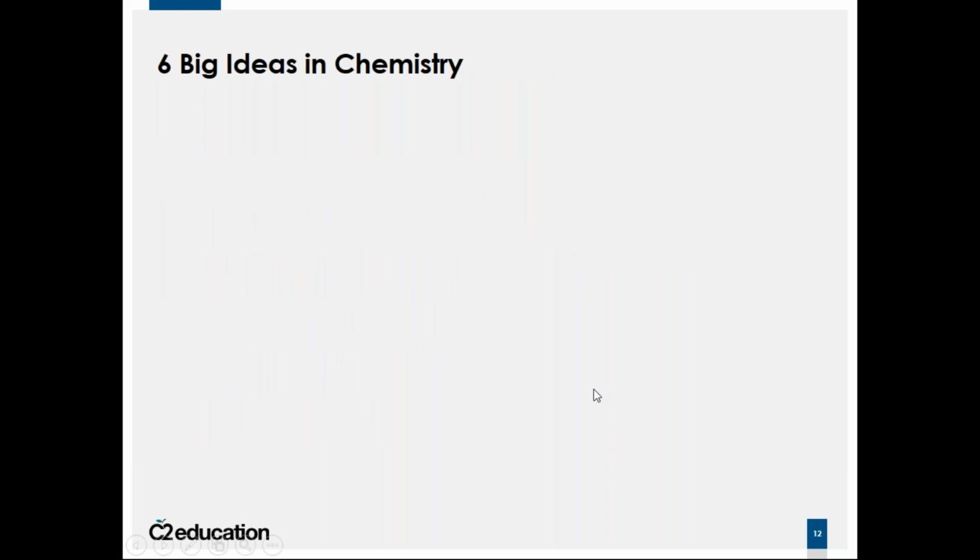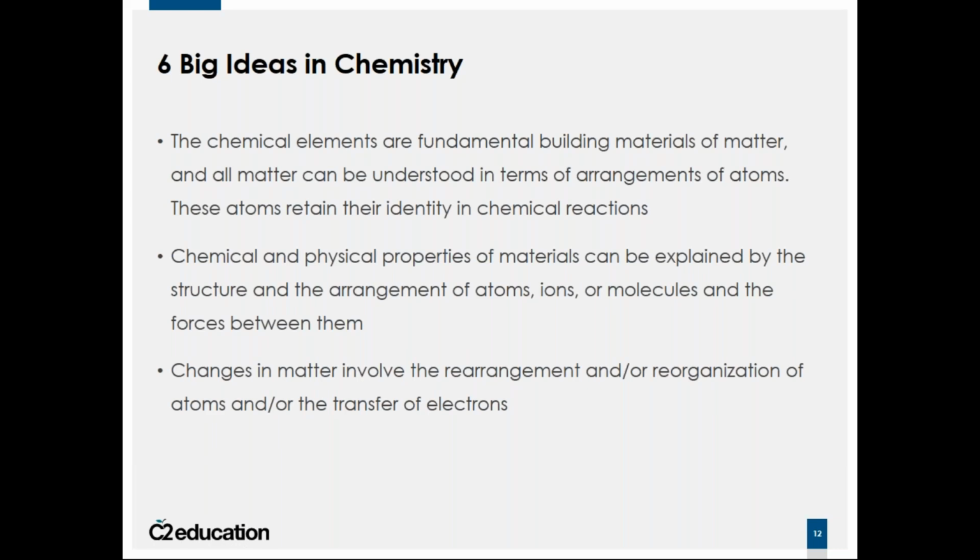Now, just like bio, chemistry also centers around some big ideas. It centers around 6 big ideas. Now we're going to break this down into 2 categories. 1, chemical elements are the basic building blocks of matter. 2, chemical and physical properties can be explained by the structure and arrangement of atoms. 3, changes in matter involve the rearrangement and/or reorganization of atoms and the transfer of electrons. Most of these, again, deal with connections. The third one is purely about connections and changes and how things work and rearrange. Again, it's more about concepts and connections than it is about pure memorization.